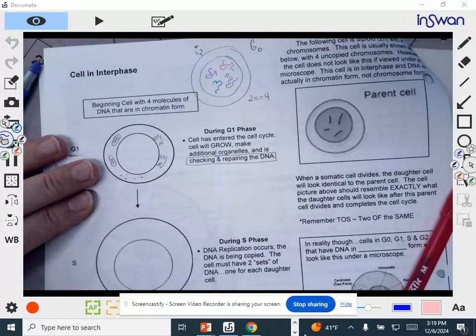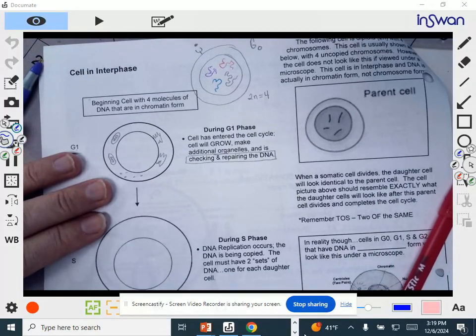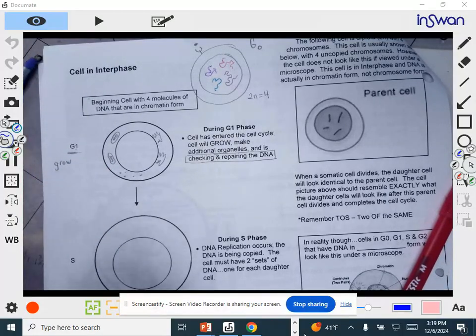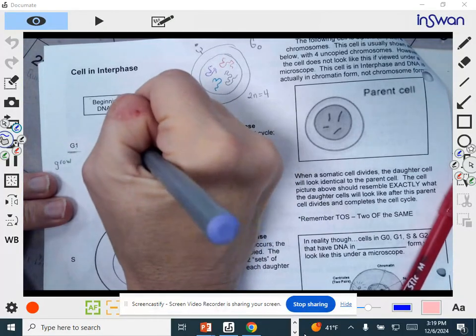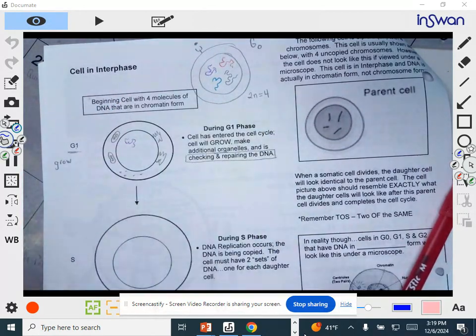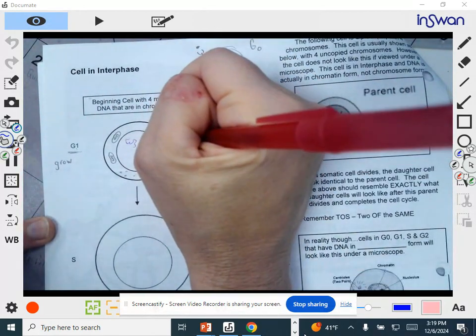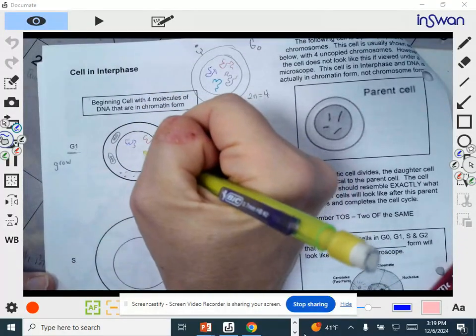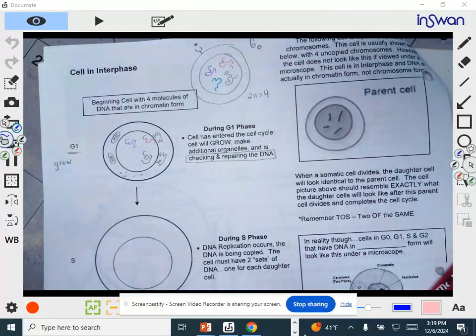Whenever it's copying its organelles, making proteins, the DNA is being checked. Nothing has really happened to the DNA. It's still there. It still looks like what it did a few minutes ago. And the DNA is in chromatin form while it's getting checked.